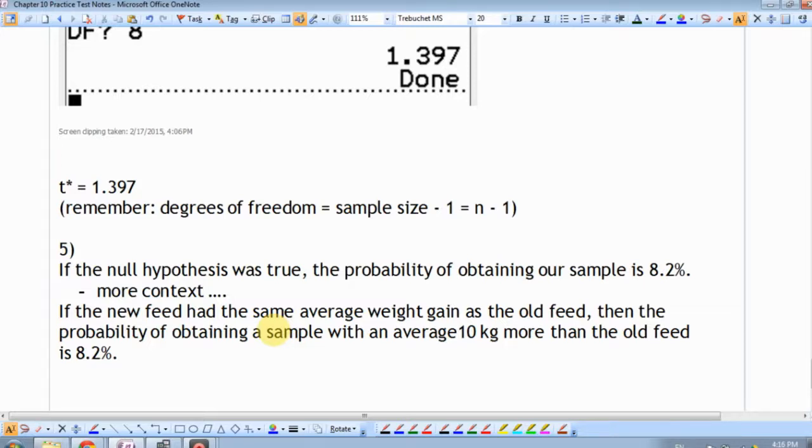the average of 10 kilograms more than. Yeah. That's not the alternative. No. What's the alternative? In this case, the alternative hypothesis is likely going to be that the new feed has a greater average weight gain than the old feed. It's greater than, so we're proving that it's greater than.